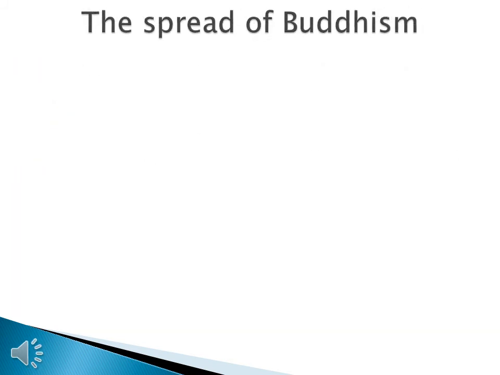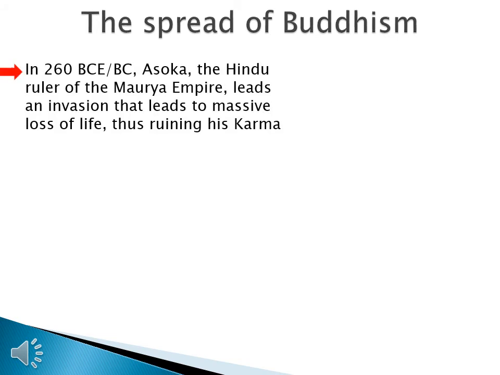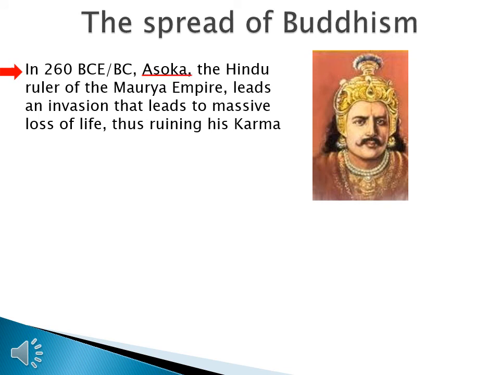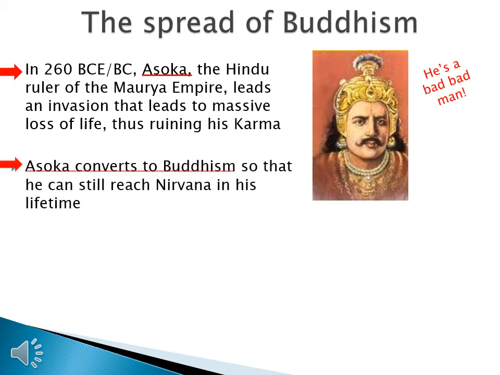Buddhism starts in India, but it's going to spread to other parts of Asia, and it will be the predominant religion in many other Asian countries today. Here's how it spreads. In 260 BCE, Asoka, who is the Hindu ruler of the Maurya Empire, leads an invasion that leads to massive loss of life. He doesn't follow his dharma, and that ruins his karma. He's a bad, bad man. So Asoka converts to Buddhism so he can still reach nirvana in his lifetime. In other words, Buddhism saves his bacon.